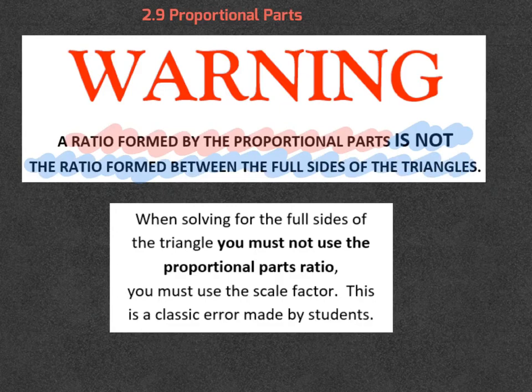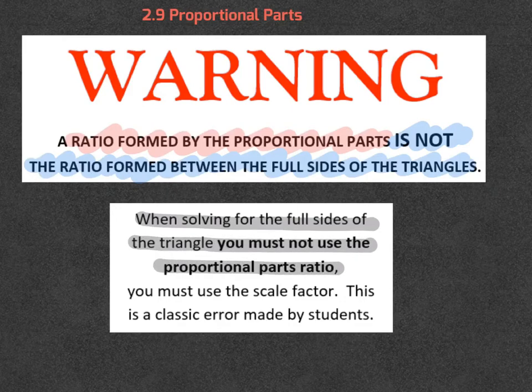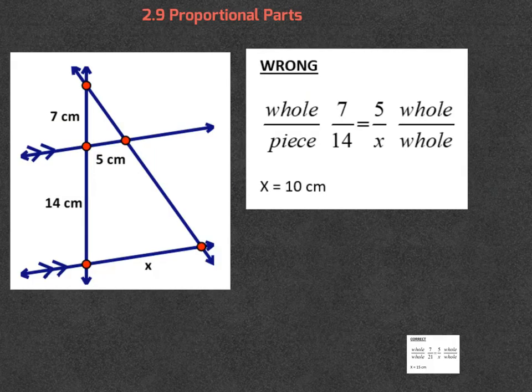We've already kind of talked about this previously. But here's the key idea. It says, when solving for full sides of a triangle, you must not use the proportional ratio. This is the most classic error. Let's show you what we mean by this. I've been at this game a long time, so I need you to pay close attention. I haven't done a warning like this in a long time, so pay close attention.